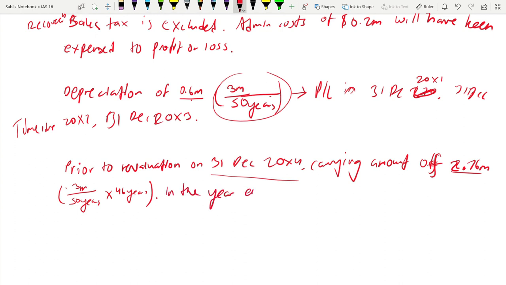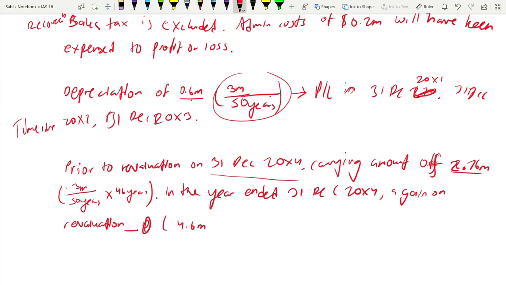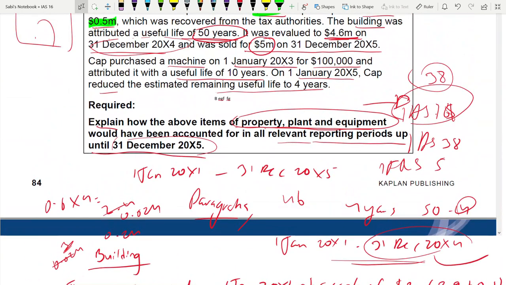In the year ended 31st December 2004, gain on revaluation. What is the gain on revaluation? You have to compare what and what. Is it 4.6 with 5 million? No, fill in the blanks. In the bracket show 4.6, it has been revalued to 4.6 minus this carrying amount. That's why you need the carrying amount. On 31st December 2004, what is the carrying amount? 2.76. So from 2.76, it has been revalued to 4.6. The difference you want to find out.